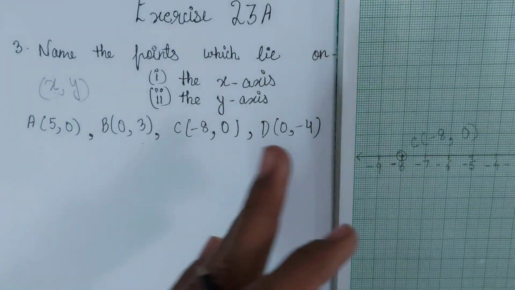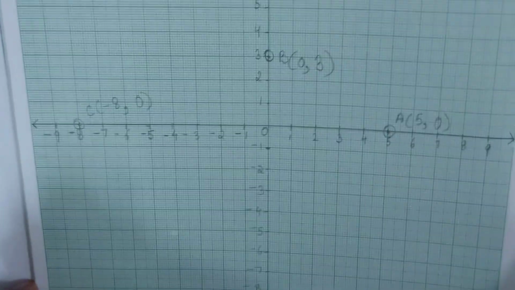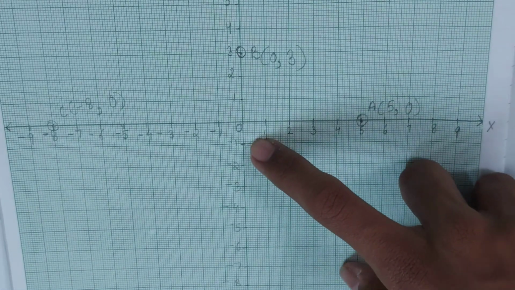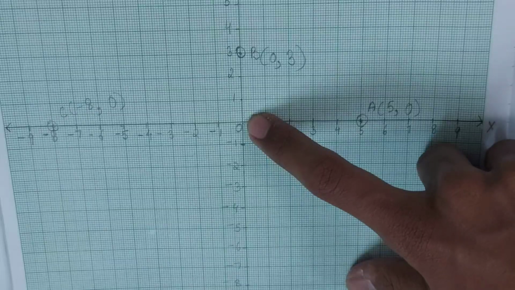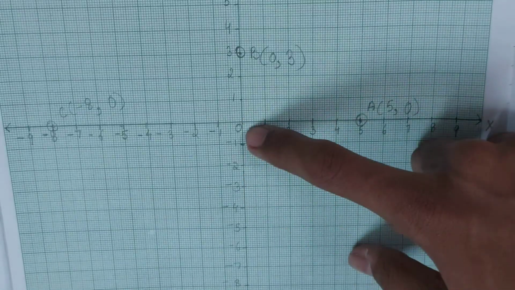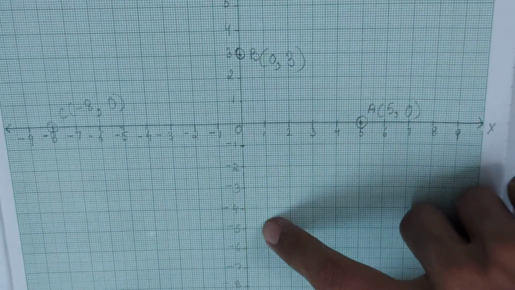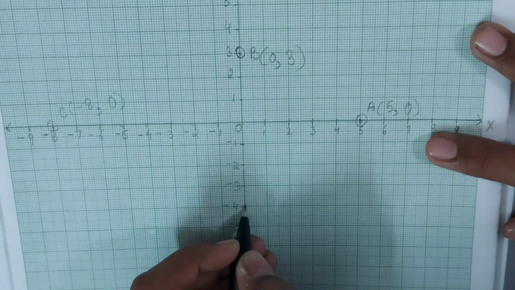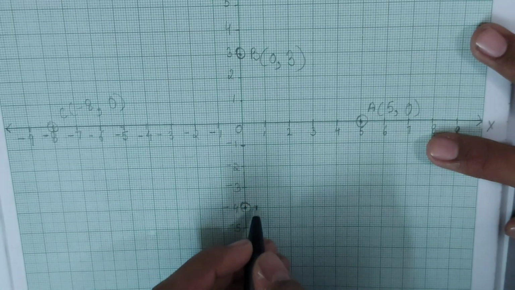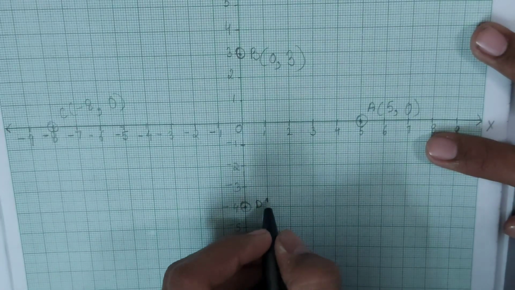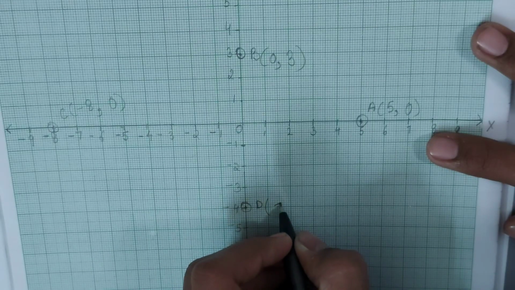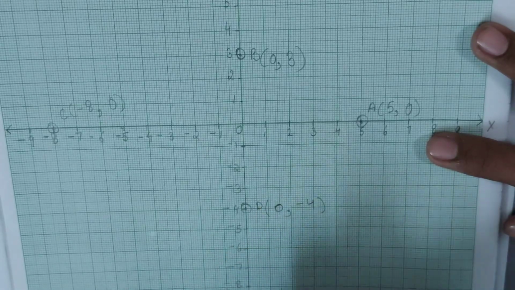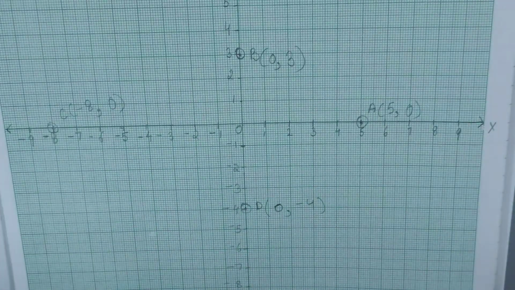And then last point is D, which is 0, minus 4. See on this graph, you have 0 on the x-axis, and 0, minus 4 it was. So that means y coordinate is minus 4. So you need to go 4 blocks below 0. 1, 2, 3, 4. You have to come here at minus 4. And this is the final point. This is your point D, which is 0, minus 4. Clear? Now we'll write down which points lie on which axis.